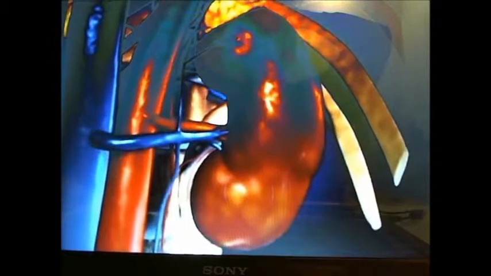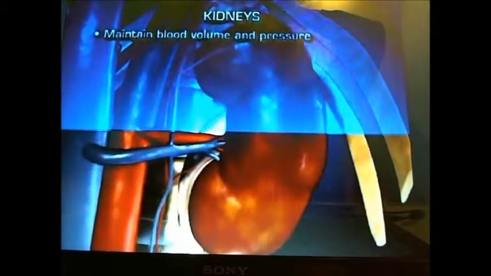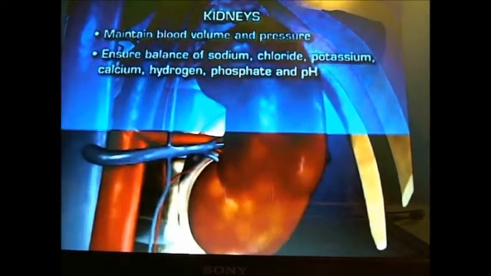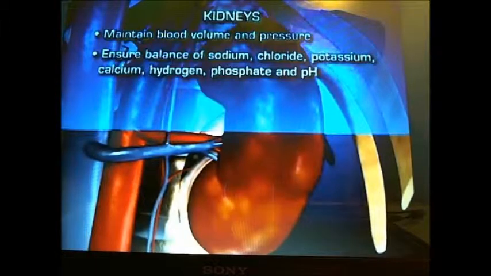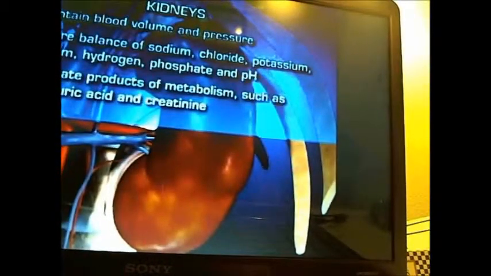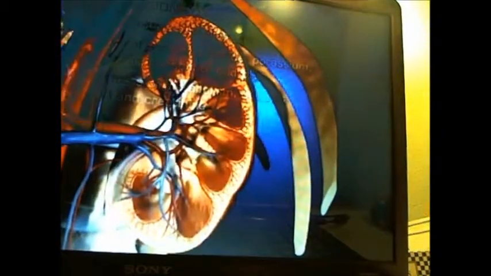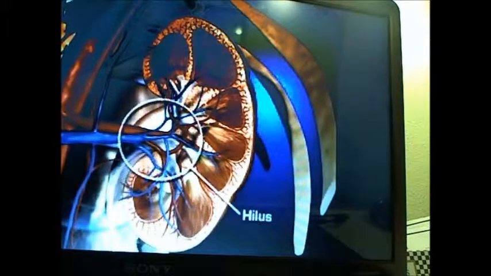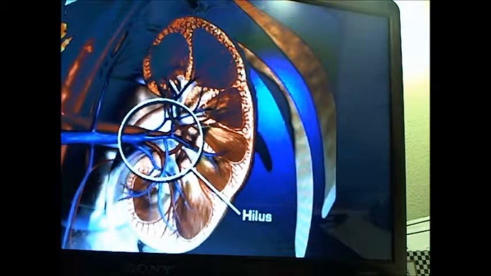The kidneys also selectively reabsorb those substances that are needed to maintain the normal composition of the blood. By adjusting blood composition, the kidneys are able to maintain blood volume and pressure, ensure the proper balance of sodium, chloride, potassium, calcium, hydrogen, phosphate, and pH, and eliminate products of metabolism such as urea, uric acid, and creatinine. The medial border of the kidney is indented by a deep fissure called the hilus, where the blood vessels, nerves, and ureters connect to the kidney.